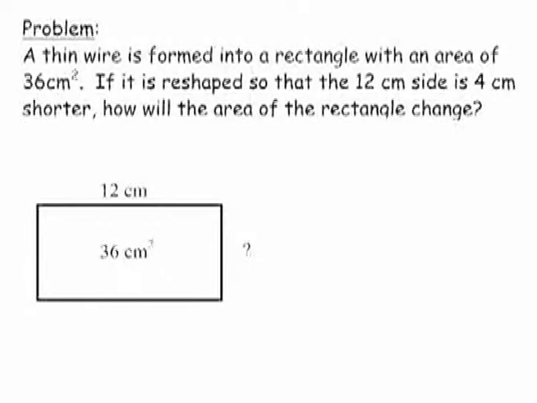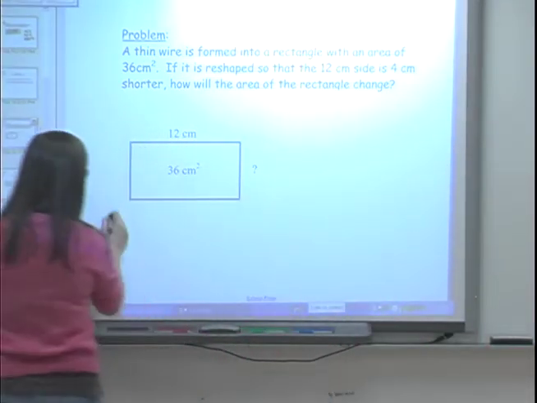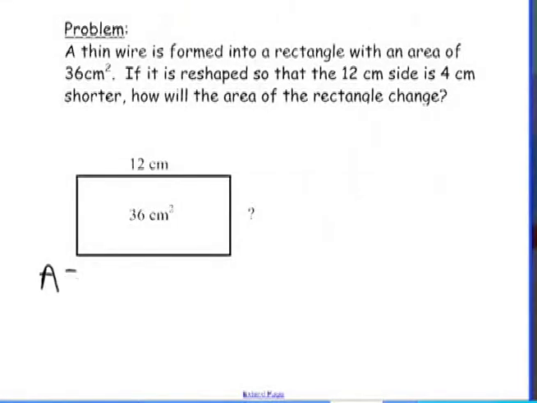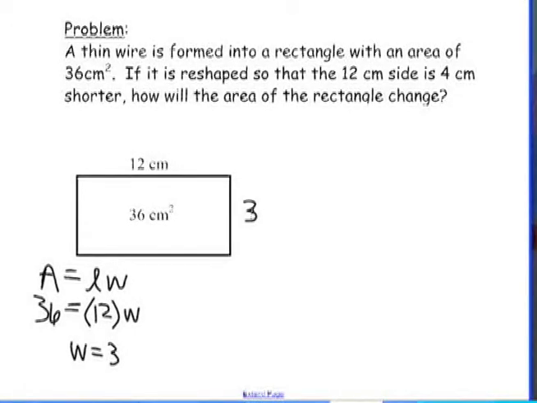Now, if we set up the area, we are given the area is 36 centimeters squared, and area is equal to length times width. So 36 centimeters squared is going to equal 12 times W. Solving for W, we would divide both sides by 12, and we get W is equal to 3. So our unknown side is now 3 centimeters.